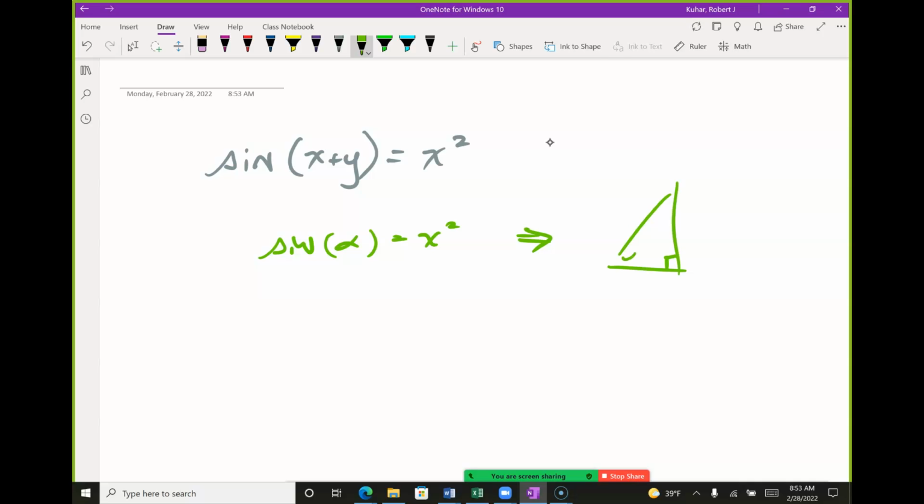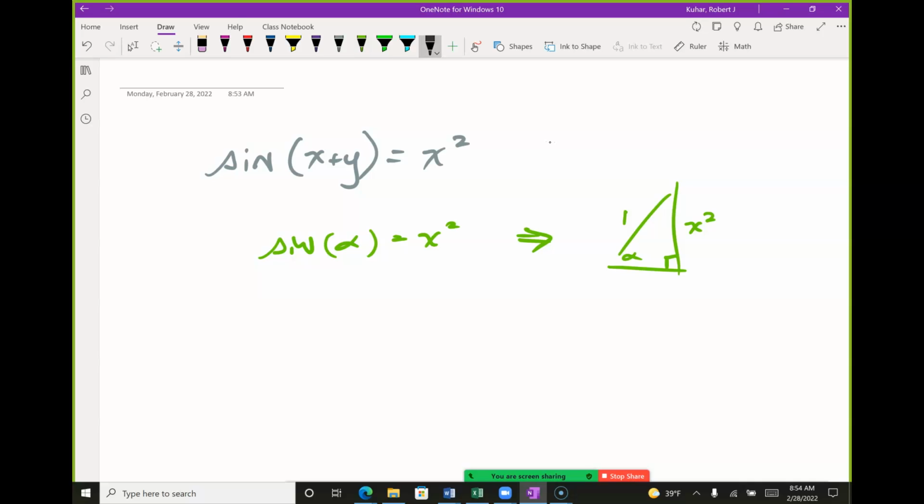Okay? So I've got an alpha. I know my opposite side is x squared, and my hypotenuse is 1. We agree sine is the ratio of opposite over hypotenuse, so x squared over 1 is x squared. Easy now. A little confusing before, but it gets easier as you do more. I need to find this other side by Pythagorean theorem.